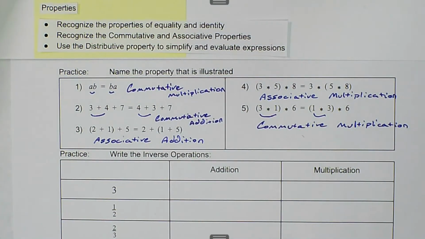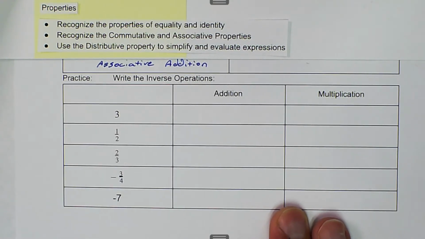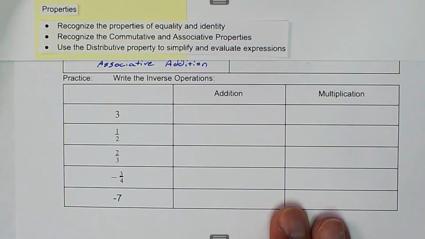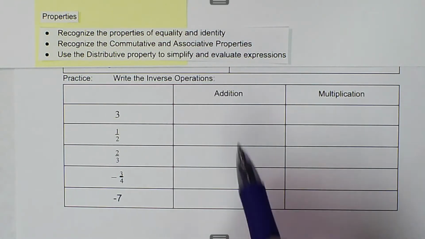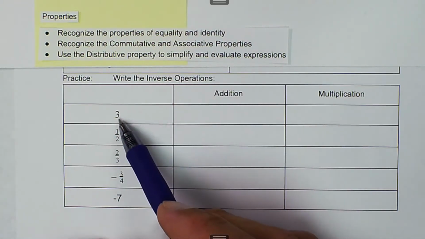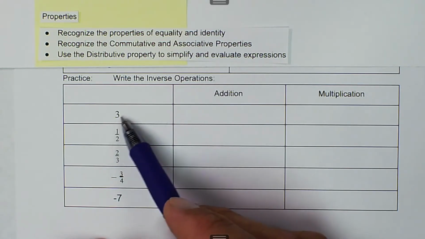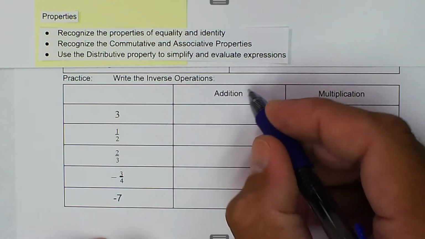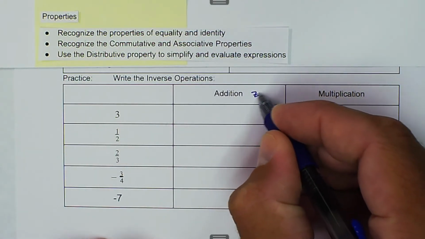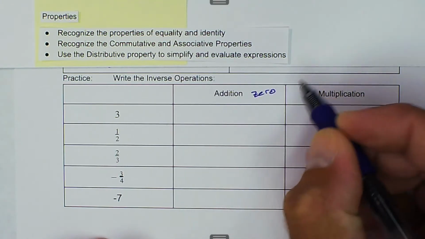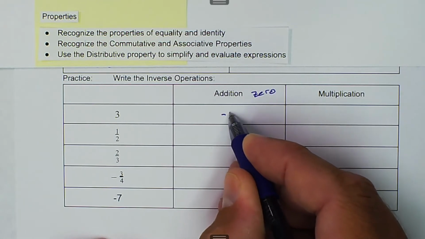And we look down and we have some other inverse operation practices. So basically this says write the inverse operation. So if we're talking about the inverse of addition, so this is like saying plus 3. So what would be the opposite, or how would we get to 0? So this one we're thinking inverse of addition, how do we get to 0? That's our goal. So if we had positive 3, how would we get to 0? We would have to subtract 3.